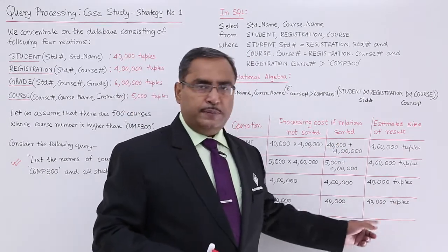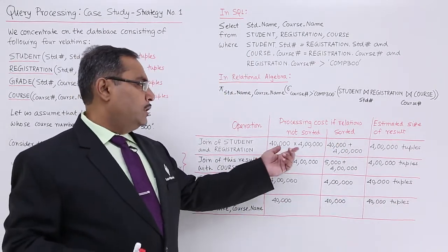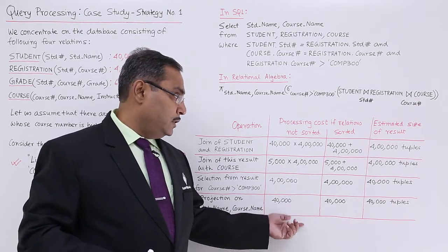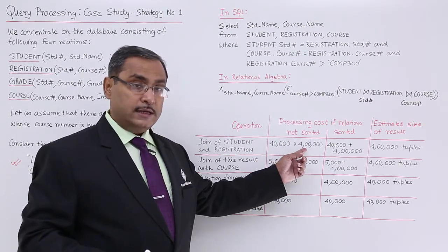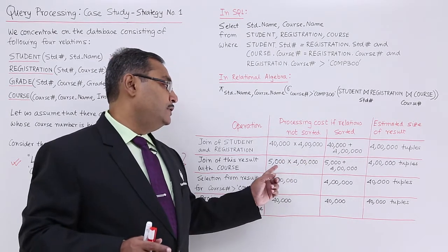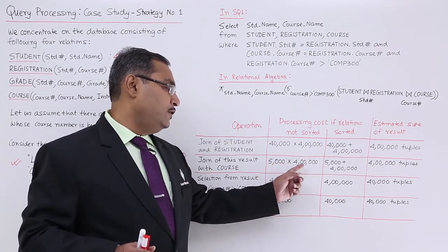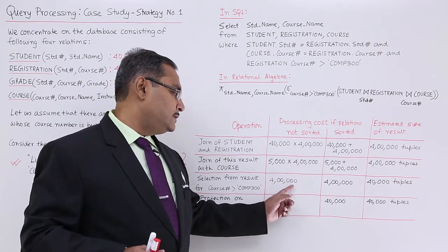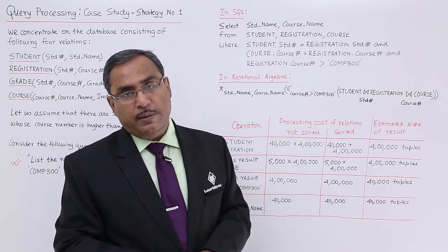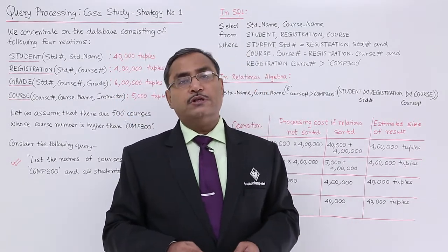So this is a comparative study. Now you see, just consider this particular column, 40,000 plus 4 lakhs. This number of tuples is getting generated in the memory. Then 5,000 plus 4 lakhs, into 4 lakhs rather, and then 4 lakhs and then 40,000. So this number of tuples are getting formed inside the memory during runtime of this query.